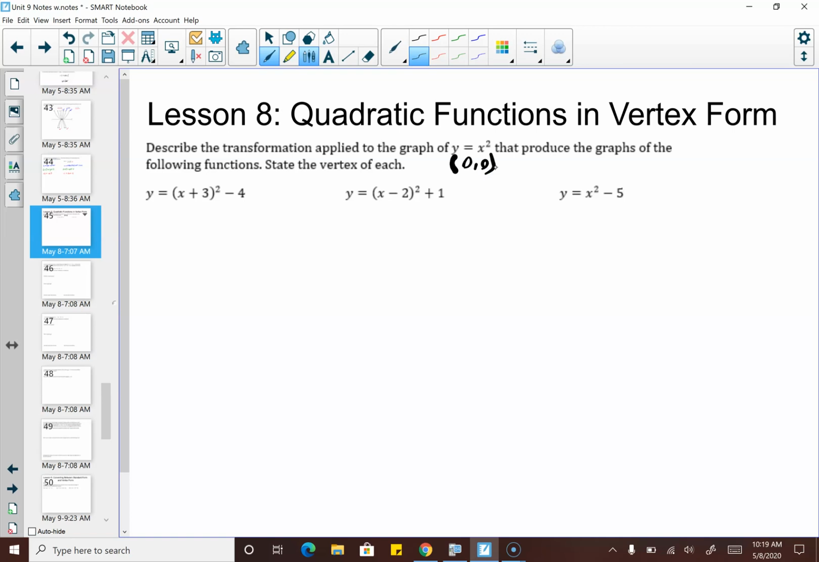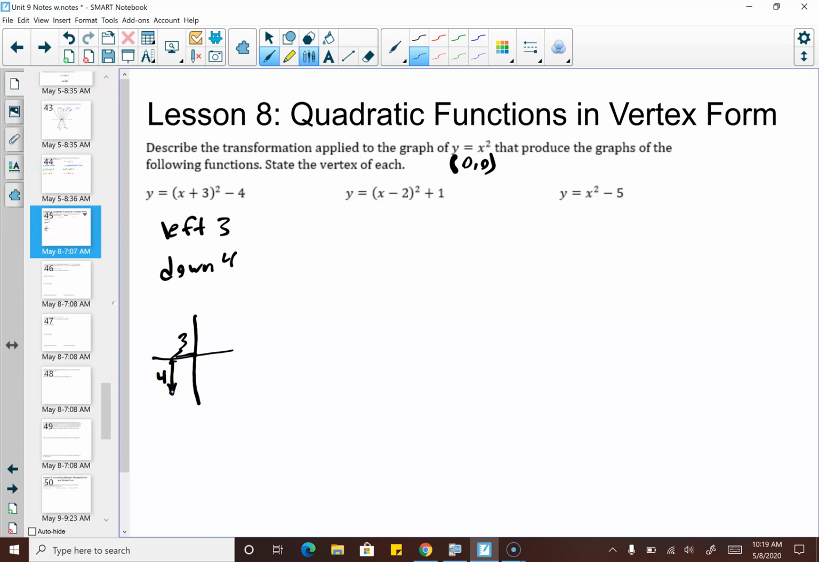So if we look here, what's happening? Well, x plus 3 in parentheses. So plus inside tells us we're moving to the left 3. And minus 4 outside means we're moving down 4. So from the origin, we went to the left 3 and down 4.